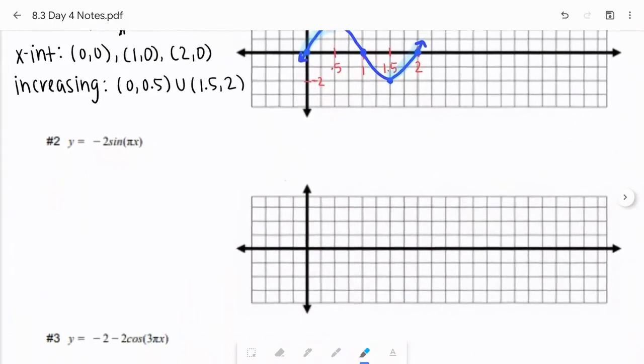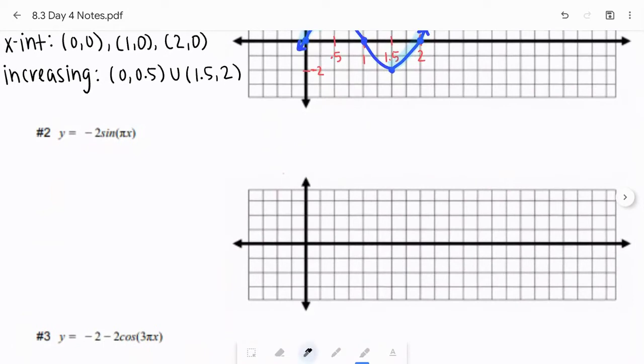Okay, number 2, we are given the same equation except it is negative. So y is equal to negative 2 sine of pi x. Okay, so once again, my amplitude is going to be 2. Remember, it's the absolute value. The period, I find this the same way, 2 pi over b, and we know that b is pi. So again, my period is 2.